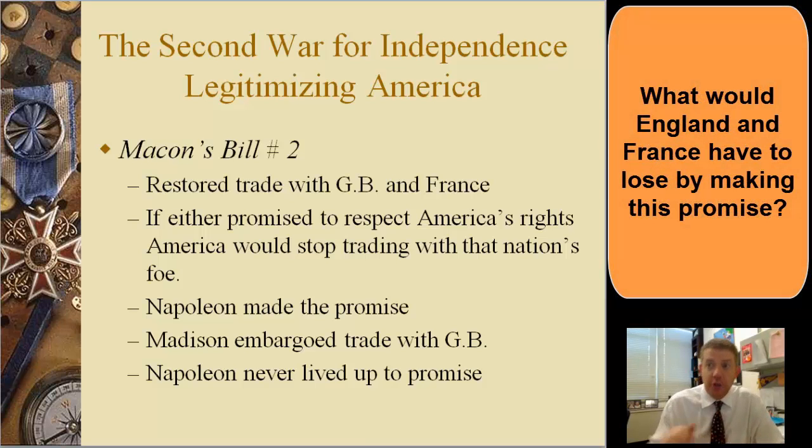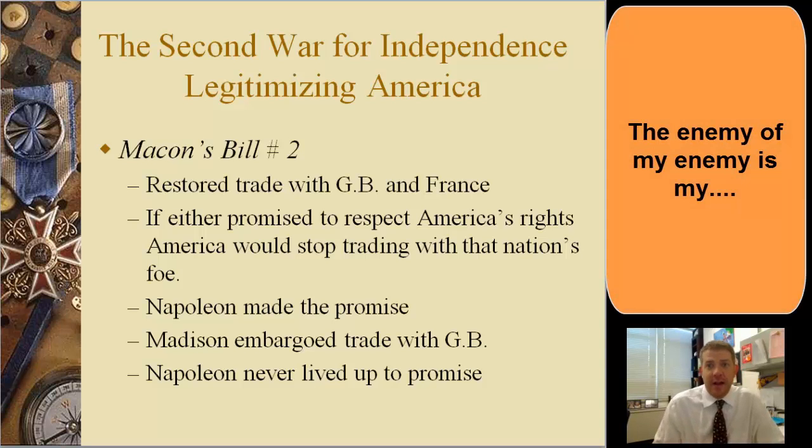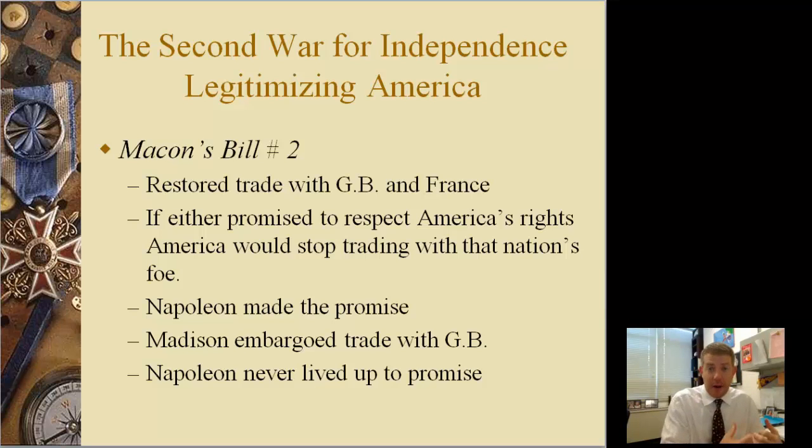Well, Napoleon took the deal. And so we promised to trade with Napoleon, not with England, because Napoleon promised to not continue impressment. So Madison embargoed England. We trade with France, and both countries, France and England, continue to impress our sailors. Napoleon never lived up to his promise, never really intended to. So it seems like they're both equally our enemy.